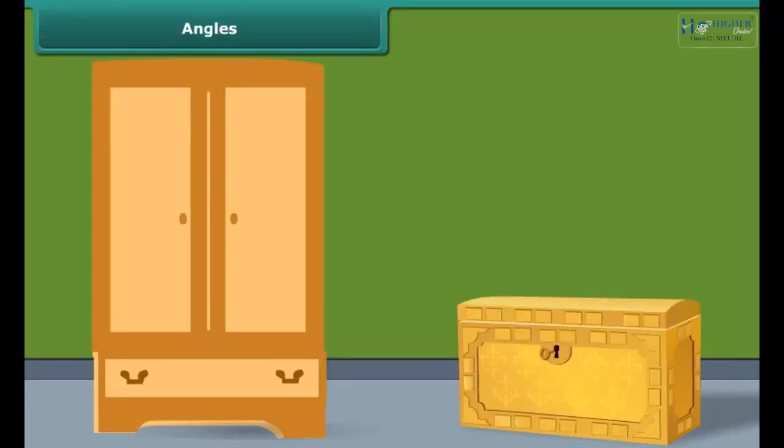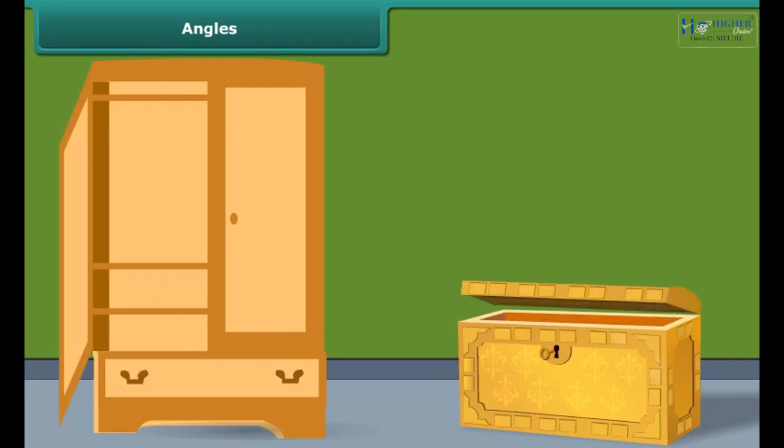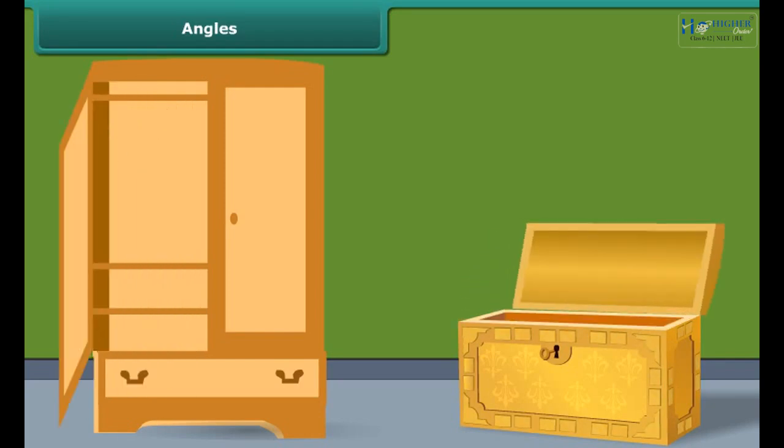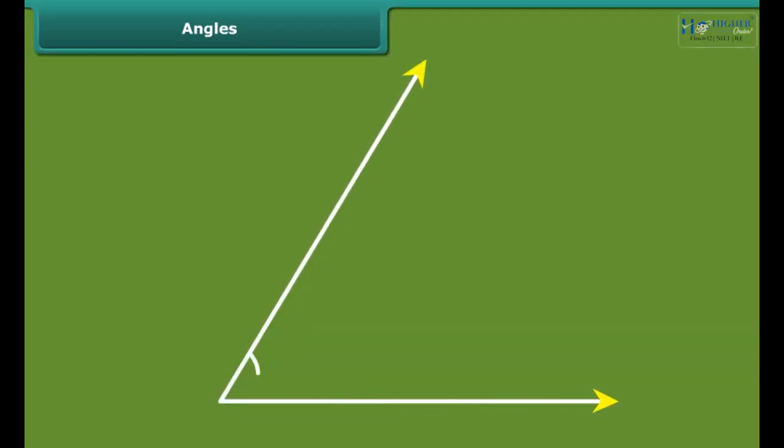Let us now move to another topic. The open door of an almirah or a box forms an angle. In the language of mathematics, when two rays start from a common point, we say that an angle is formed. In the given angle, rays AP and AQ have a common point A.